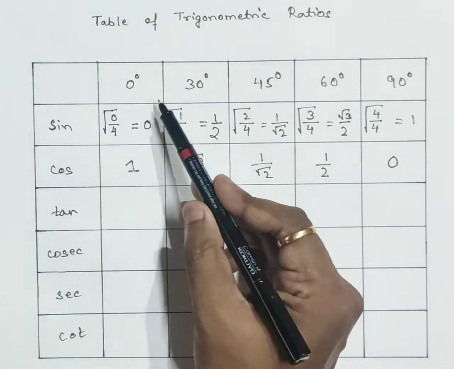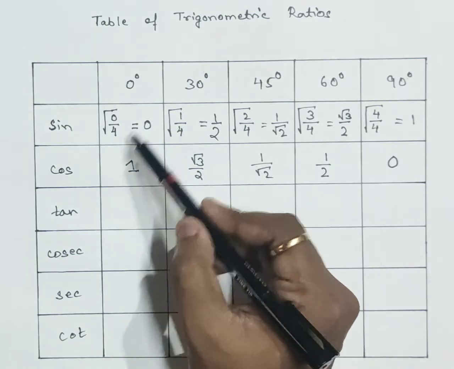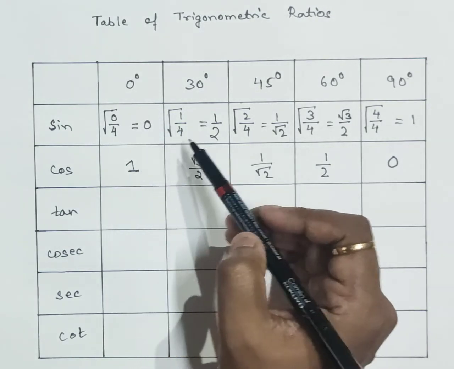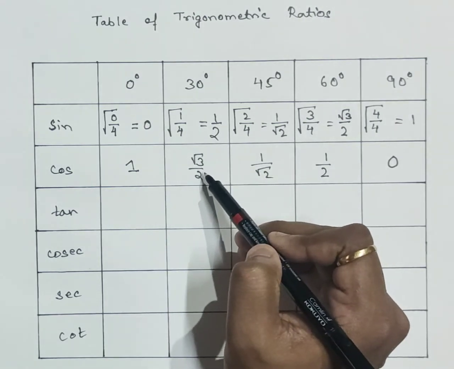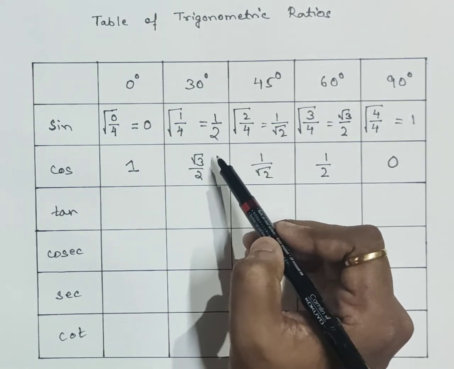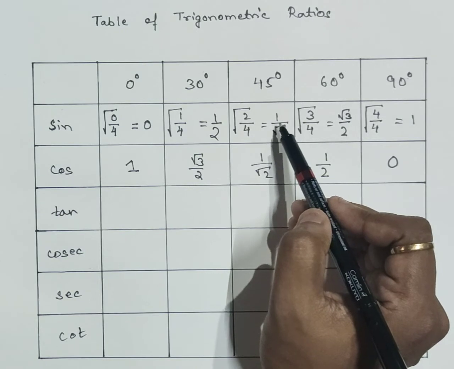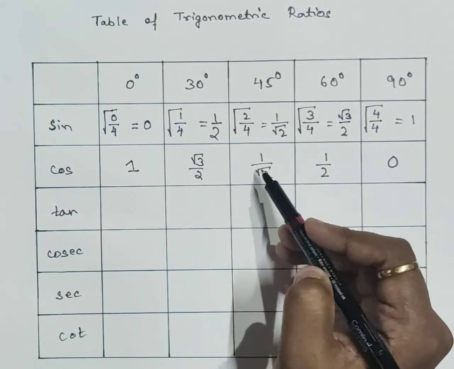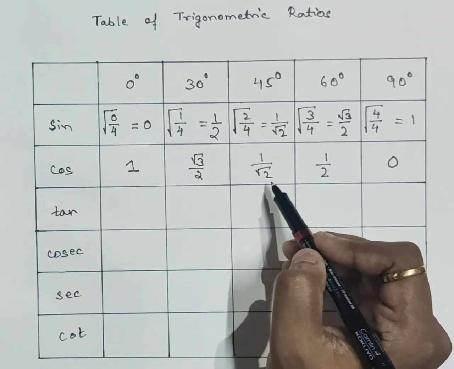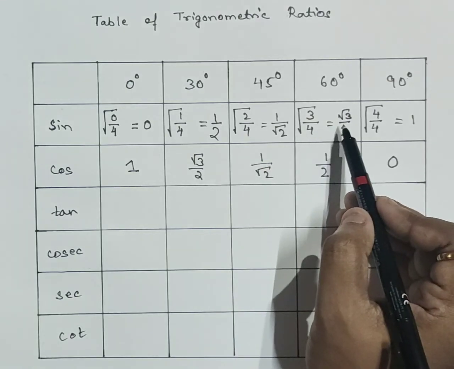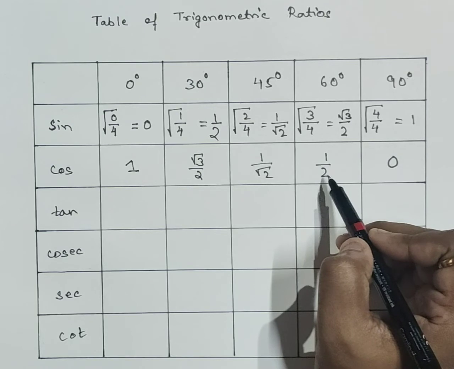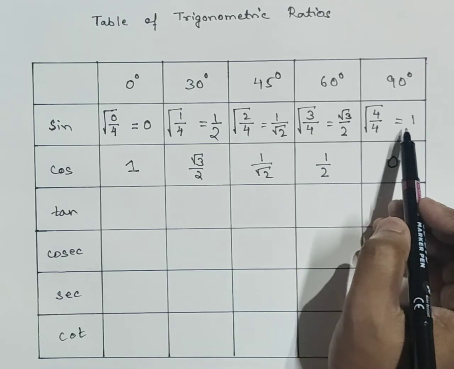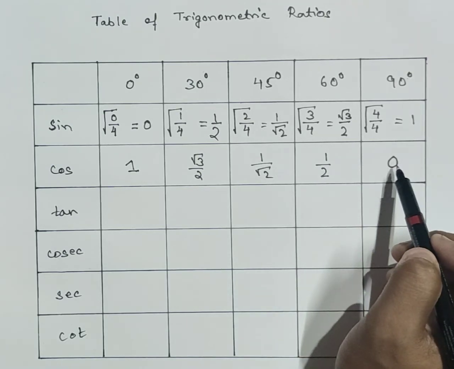So sine 0 degree is 0, whereas cos 0 degree is 1. Sine 30 degree is 1 by 2, whereas cos 30 degree is equal to root 3 by 2. Sine 45 degree is 1 by root 2, cos 45 degree is also 1 by root 2. Sine 60 degree is equal to root 3 by 2, cos 60 degree is equal to 1 by 2. Sine 90 degree is equal to 1, cos 90 degree is equal to 0.